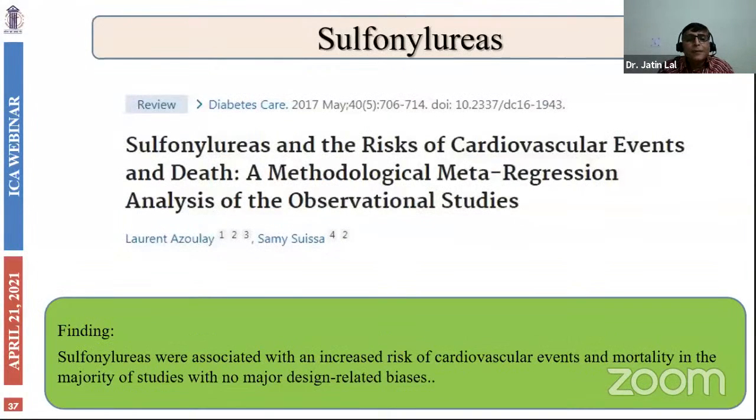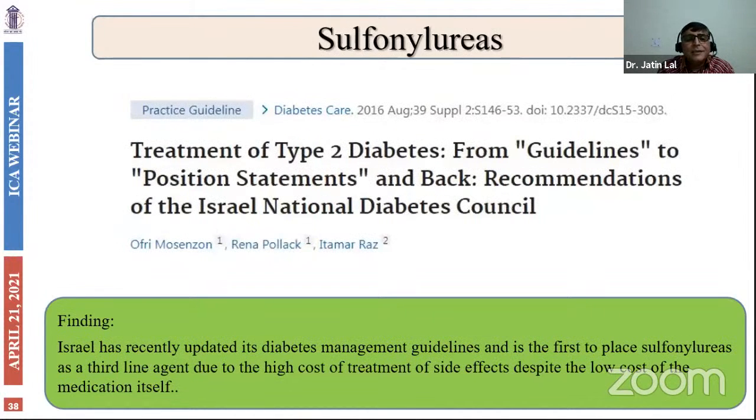events. A review was published in Diabetes Care in 2017, on sulfonylureas and the risks of cardiovascular events and death. They found that sulfonylureas were associated with an increased risk of cardiovascular events and mortality in a minority of studies with no major design-related biases. Another study in Diabetes Care, on the treatment of type 2 diabetes from guidelines to position statements and back, found in Israel.